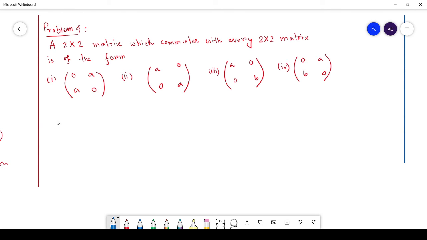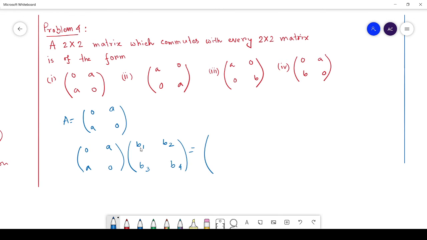We will go option by option. Let's take A as the matrix a, 0, 0, a, and according to the statement of the problem, this commutes with all 2 cross 2 matrices. Let's consider one 2 cross 2 matrix B as B1, B2, B3 and B4. Let's do the multiplication: 0 into B1 plus a B3, which is a B3, 0 into B2 plus a B4, which is a B4, then a B1 and a B2. This is the result.